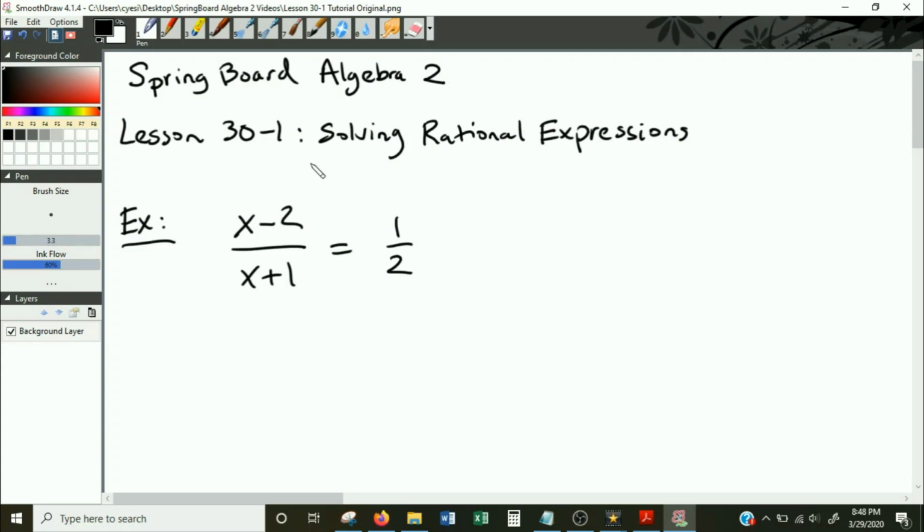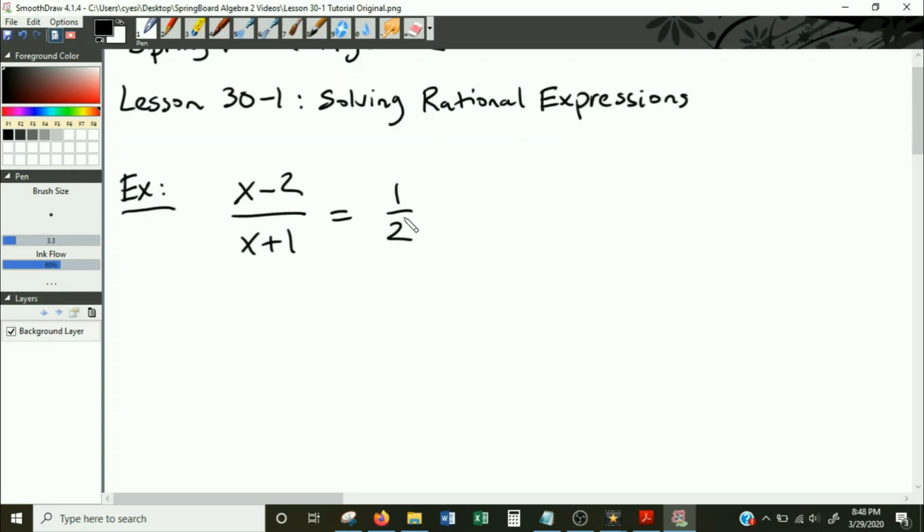My name is Mr. Yeselyurt, and I will be helping you solve rational expressions, rational equations that are similar to the problems in the Spring Board workbook. So the first example is this one, x minus 2 over x plus 1 equals half. What we need to do is basically solve for x.